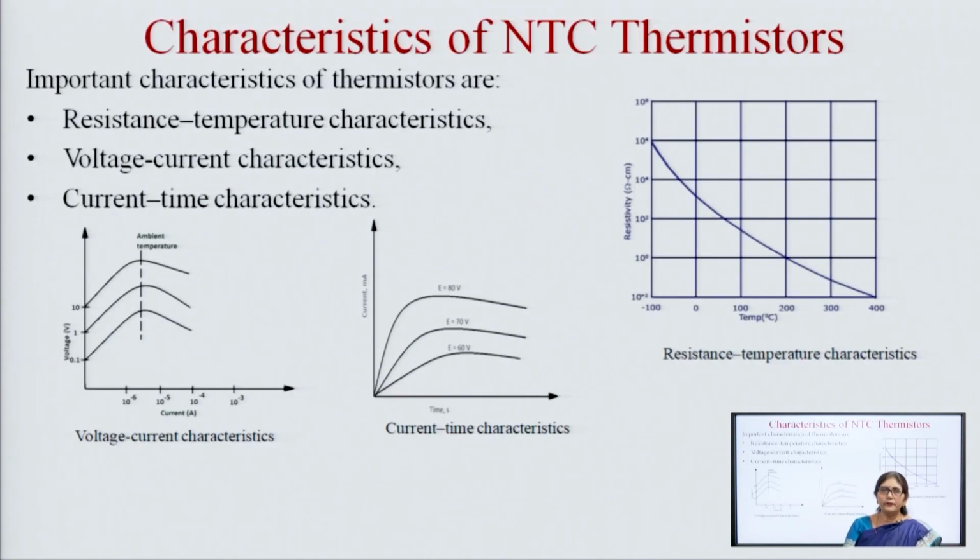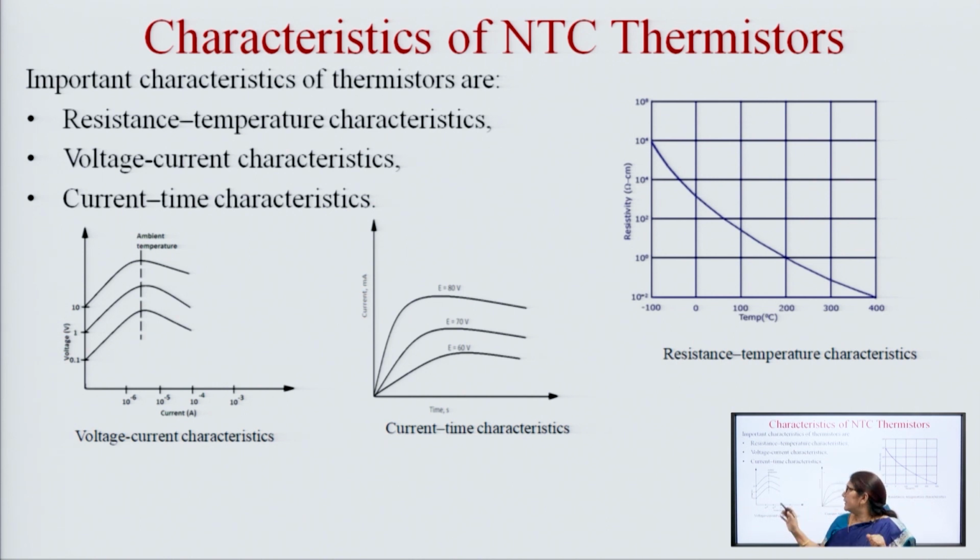Now, the characteristics of the negative temperature coefficient thermistor. There are three important characteristics that I will discuss. One is the resistance temperature characteristic, second is the voltage current characteristic, and third is the current time characteristic. First I will discuss the resistance temperature characteristic. As we know, it is an NTC thermistor, that is negative temperature coefficient thermistor. So, when temperature increases, its resistance decreases, and it is exponentially decaying.